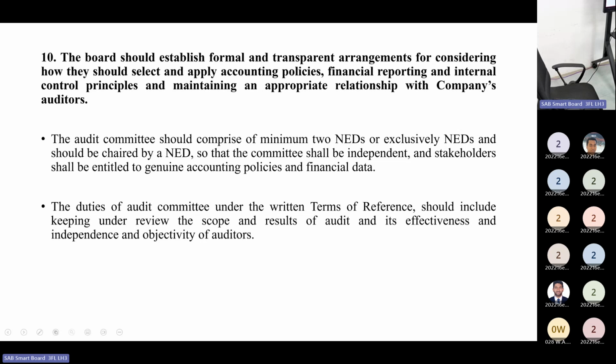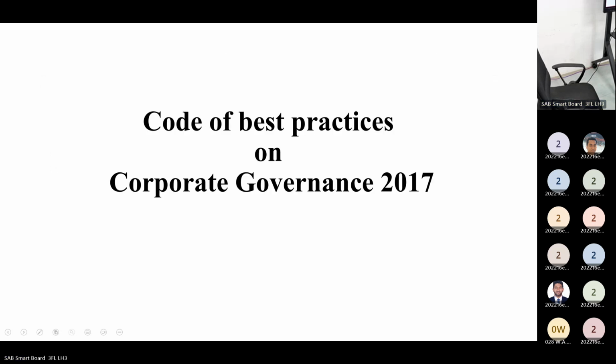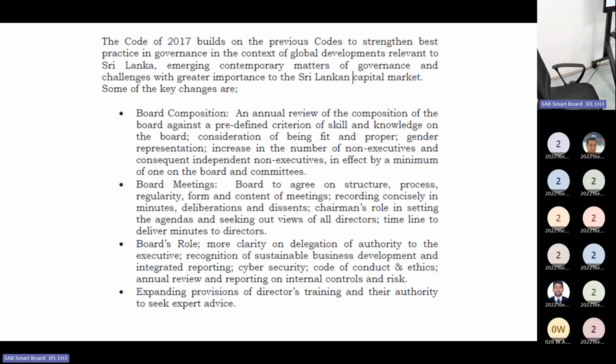Relationship with company auditors. And this is the 2017 code, the latest one. Maybe what they have included is something for board composition: how many executive and non-executive directors, how frequently you should have board meetings, and the board's role.